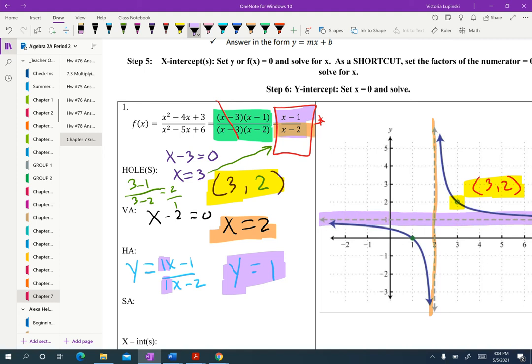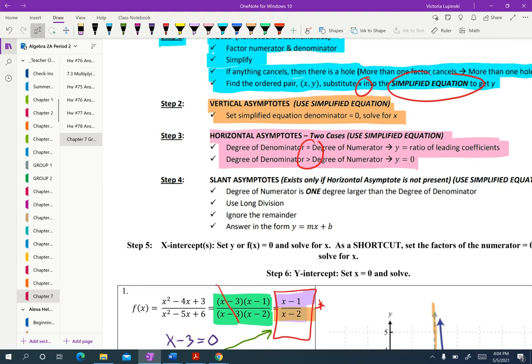So then there is something called a slant asymptote. And again, these are all abbreviations. So when it comes to a slant asymptote, this only occurs in one particular case. It only occurs if there is no horizontal asymptote and the degree of the numerator is exactly 1 degree larger than the degree of the denominator. It didn't happen in this one, but it will happen later. If that happens, you're going to use your old friend long division. You're going to ignore the remainder, and then you're going to write the answer as y equals mx plus b.